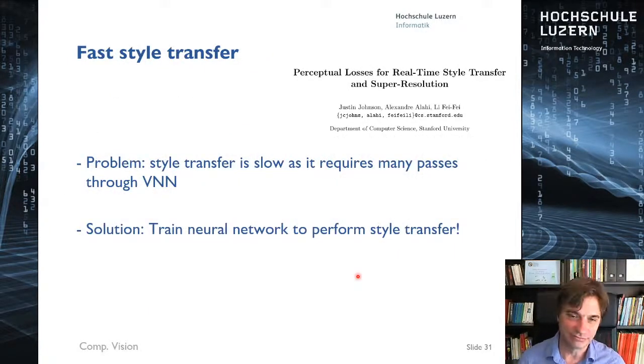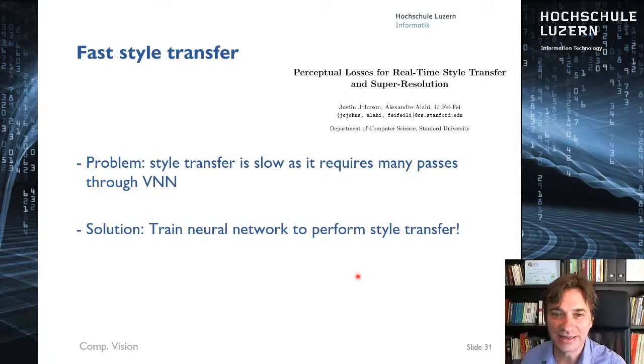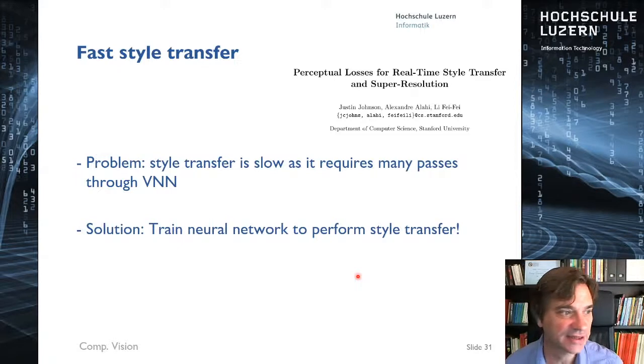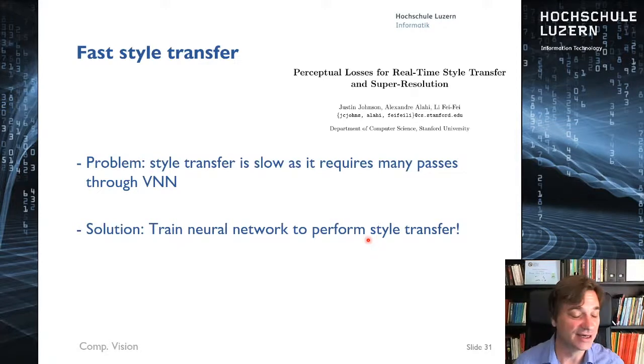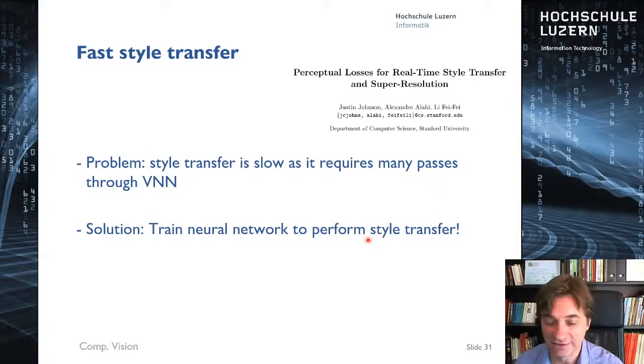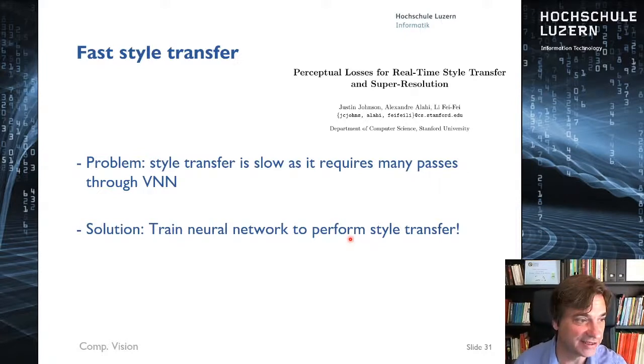Now one slight problem is that it's quite time consuming, so it requires many passes through the network to get the actual images back, because you have to do the loss function both on the content and on the style, and until your noise image changes into something that really resembles what you wanted, a lot of passes are required.